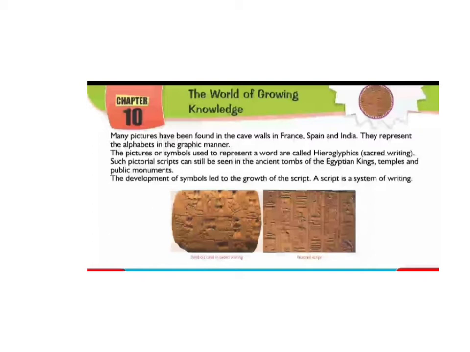on walls. The development of symbols led to the growth of script. A script is a system of writing. That means whatever symbols and things they used to picturize on the walls became the script. This development happened gradually, and the development of these symbols led to the growth of script. In scripts we write something, we picturize what is in our mind. So this writing happens gradually.